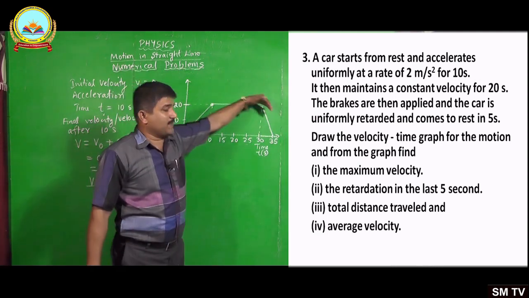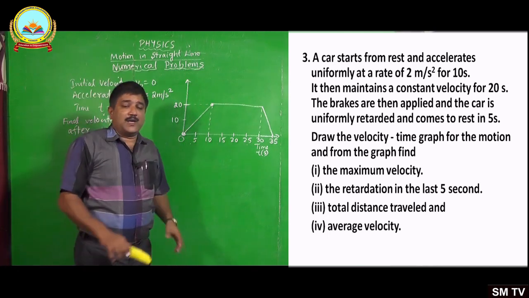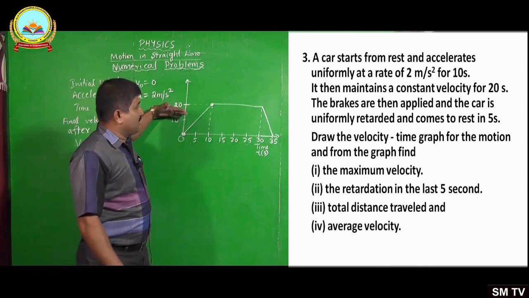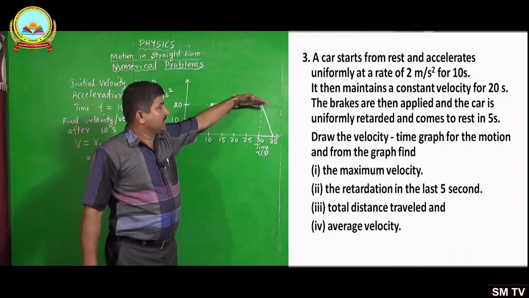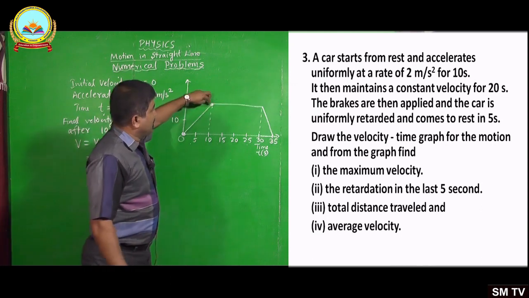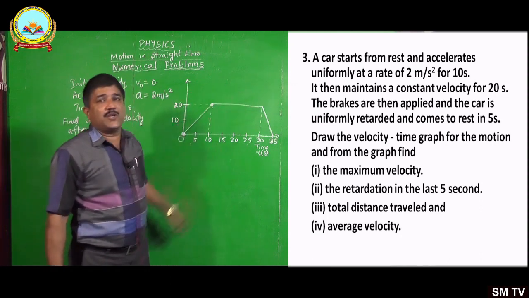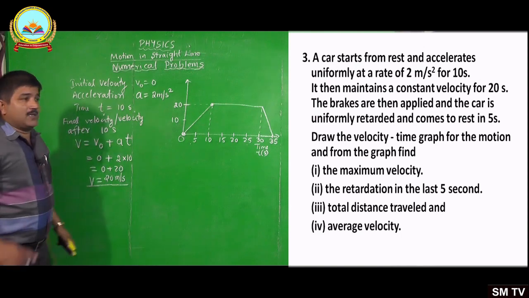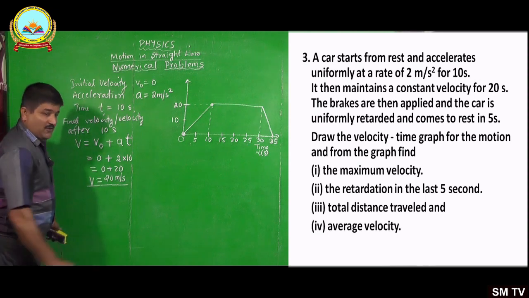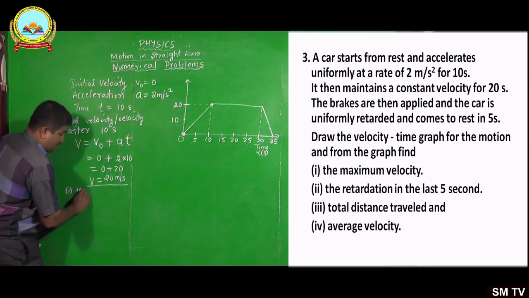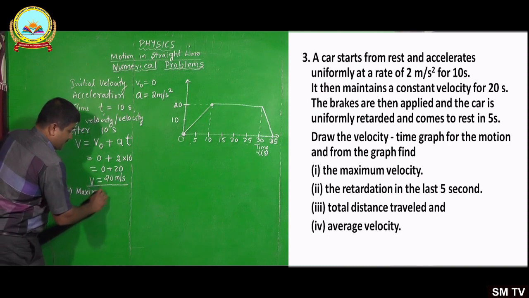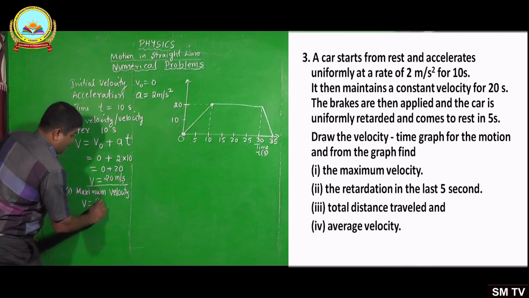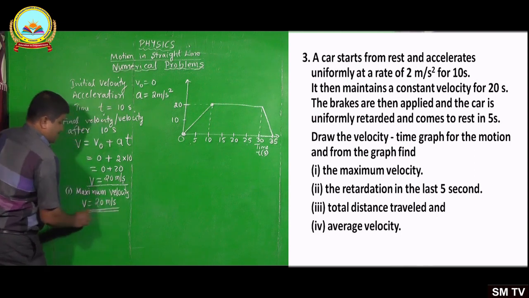So this is the velocity time graph for the journey of the car, and in this graph you have to find out the maximum velocity. We can see in the figure the maximum value of velocity is 20 meter per second, which is the straight line here, and from 10 seconds to 30 seconds it is moving uniformly with the velocity 20 meter per second. So the maximum velocity is 20 meter per second. So the answer for the first question, maximum velocity of the car, v equal to 20 meter per second. So this is the first answer.